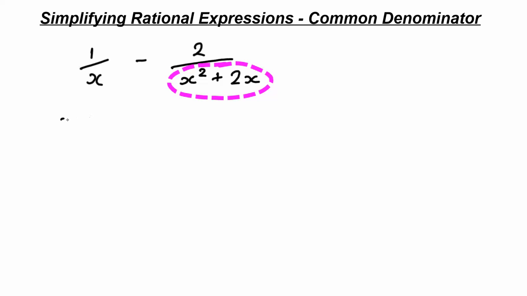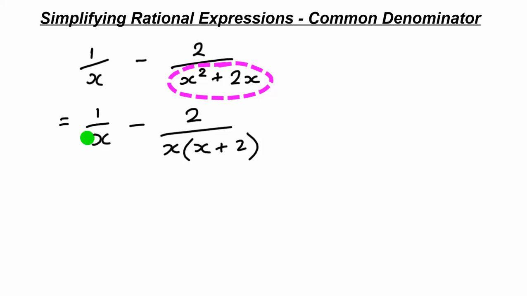So the question becomes 1 over x, take away 2 over, and I take the x out, and I factorise that denominator. This has helped us a great deal because I've got an x denominator there and there, meaning that I need to create this bit in yellow over here. So if I multiply that first fraction both top and bottom by x plus 2, I will get the same denominator. Let me show you.